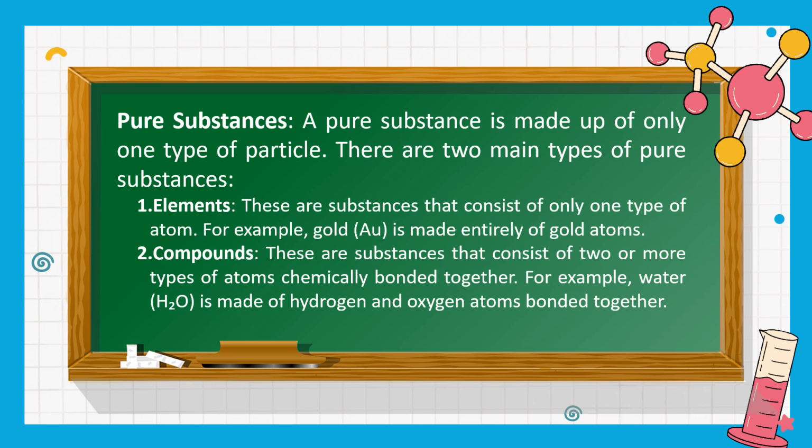Compounds: these are substances that consist of two or more types of atoms, chemically bonded together. For example, water, with chemical formula H2O, is made of hydrogen and oxygen atoms bonded together.